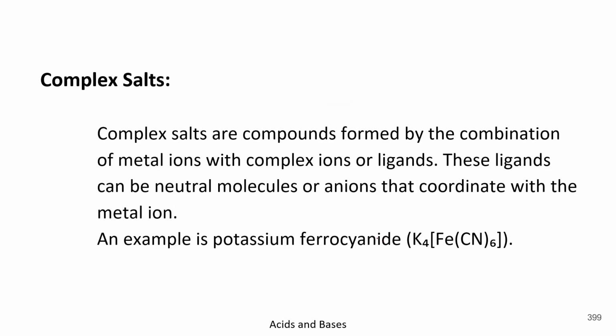Got it? Now, complex salt is basically formed by the combination of metal ions and ligands, and these ligands can be neutral molecules or anions that coordinate with the metal ion. Okay, just remember this line. Complex salt is a compound combination of metal ions and complex ions or ligands. These ligands may be neutral molecules or ions that coordinate with the metal ion. Just remember these lines for the complex salts. And the best example is potassium ferrocyanide.